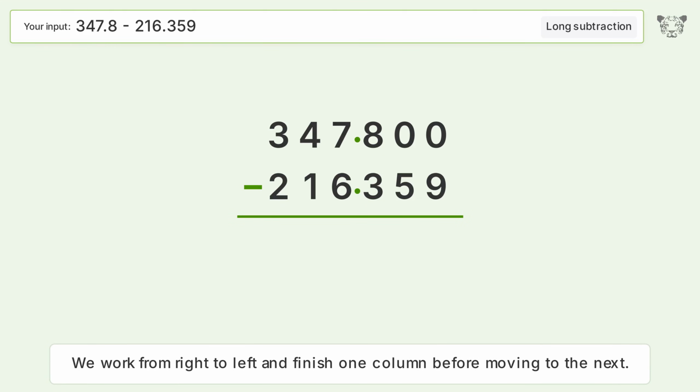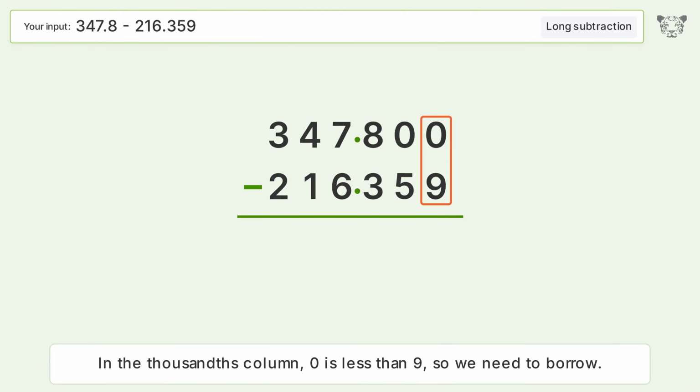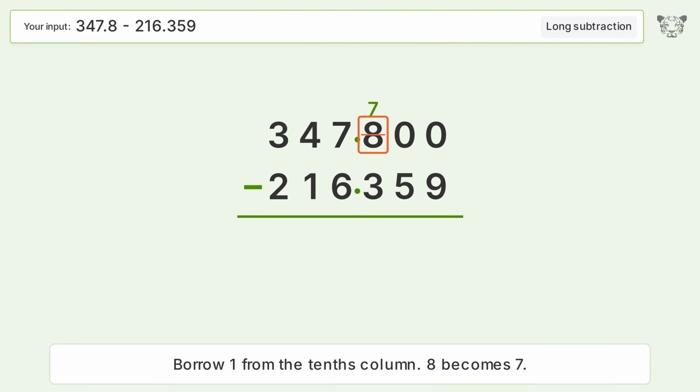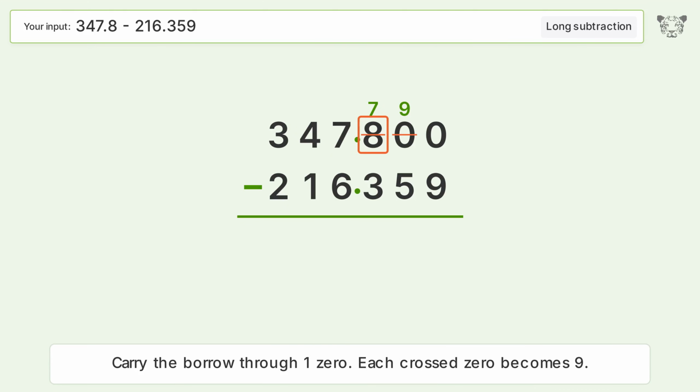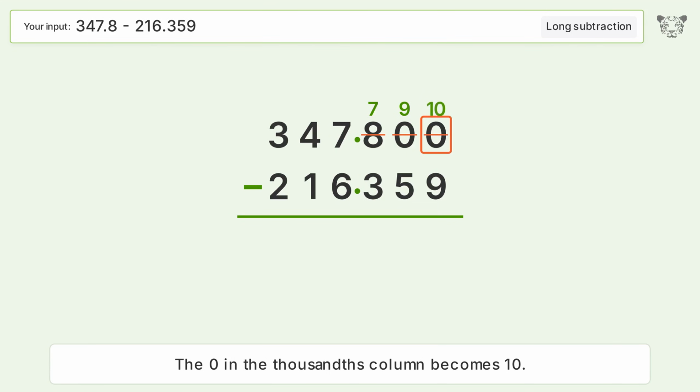We work from right to left and finish one column before moving to the next. In the thousandths column, 0 is less than 9, so we need to borrow. Borrow 1 from the tenths column. 8 becomes 7. Carry the borrow through 1 0. Each crossed 0 becomes 9. The 0 in the thousandths column becomes 10.